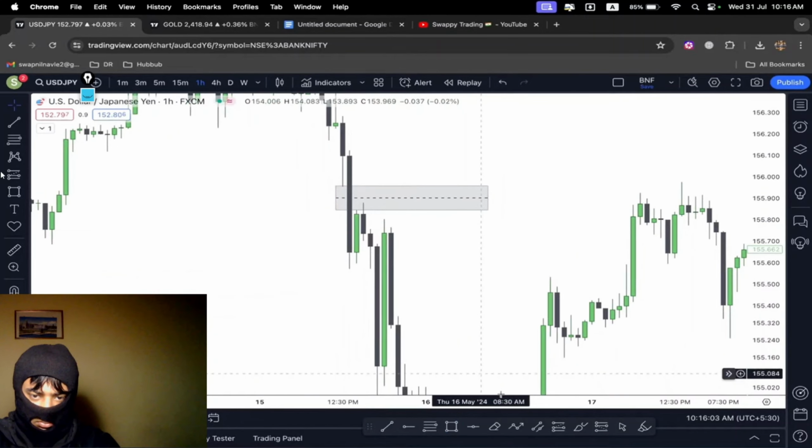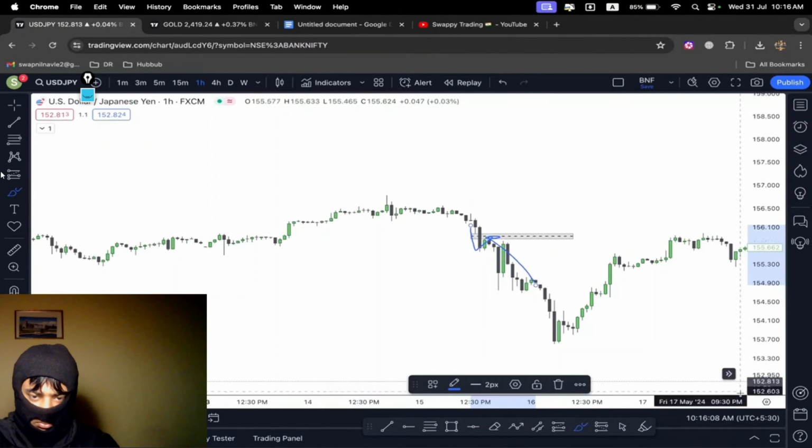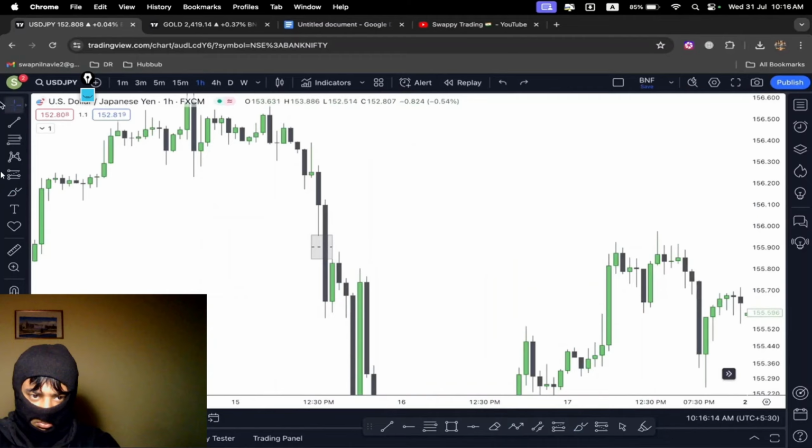What happened on the selling side? First, we did a breakdown, tapped the fair value gap, and then went down again. Okay, with a good amount of momentum, we got a pullback here, and then a sharp fall. Okay, so this is how the market reverses after tapping its fair value gap or reaching that zone.